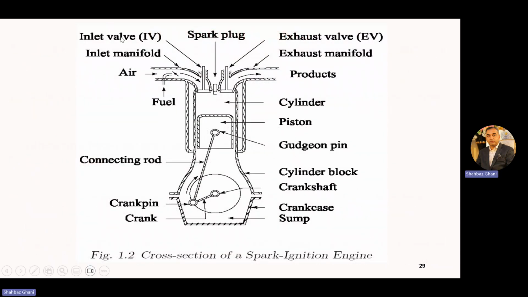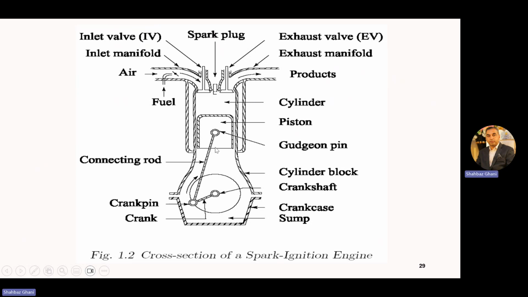So, let me explain to you. This is your intake manifold. Okay, in this portion the air is coming. This is your throttle valve or butterfly valve, and fuel is coming here. Here, this is your intake valve. Okay, then this is your cylinder. Here we have a spark plug. Then this is your exhaust valve. Then this is your exhaust manifold.